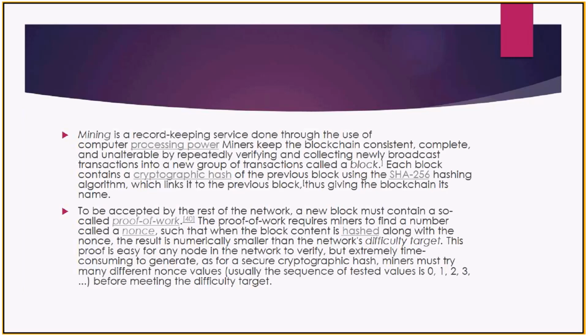To be accepted by the rest of the network, a new block must contain the so-called proof of work. The proof of work requires miners to find a number called a nonce such that when the block content is hashed along with the nonce, the result is numerically smaller than the network's difficulty target. This proof is easy for any node in the network to verify, but extremely time consuming to generate, as for a secure cryptographic hash a miner must try many different nonce values. Now let's understand the role of the miner. This is what Wikipedia explains about the miner.